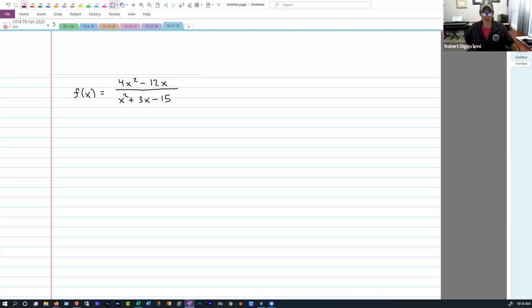Okay, first of all, it's a rational function, right? First step, I'm going to go a little bit faster through this. First step is x-intercepts, right? How do we find x-intercepts? We set the numerator equal to 0. That's a quadratic equation. So I look at that and I realize I'm missing the constant term, so I can do GCF. I can pull out a 4x.